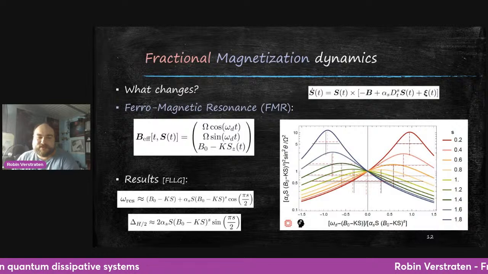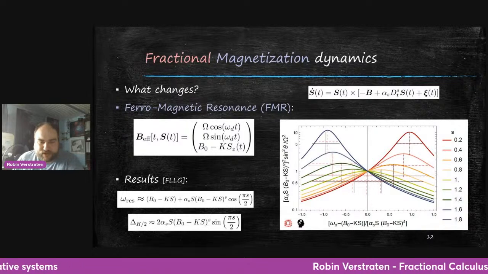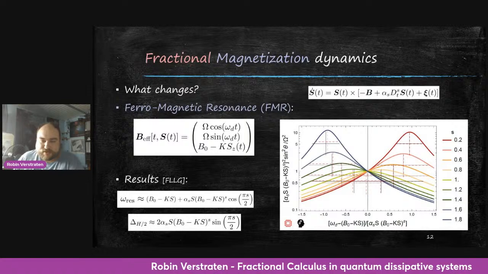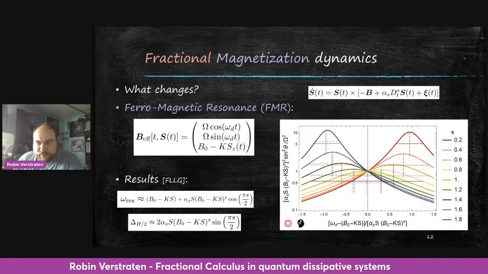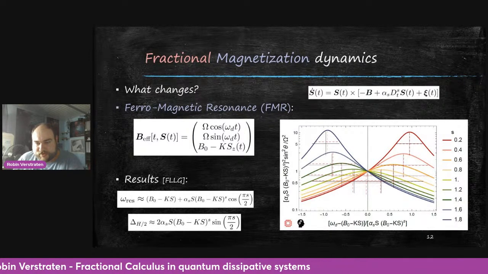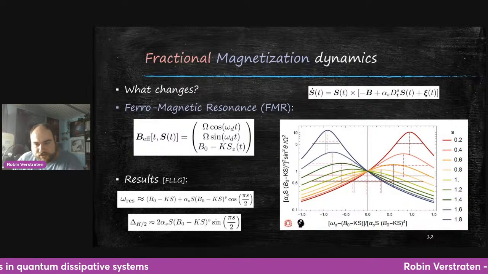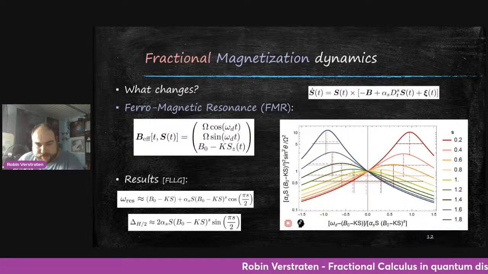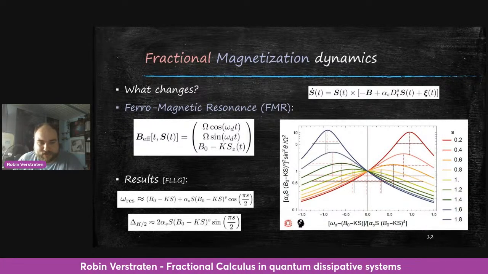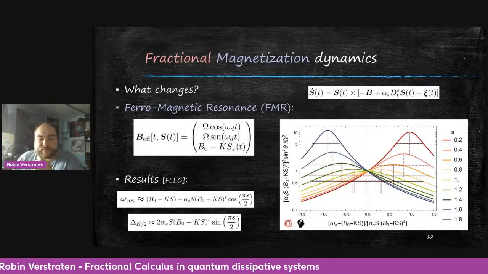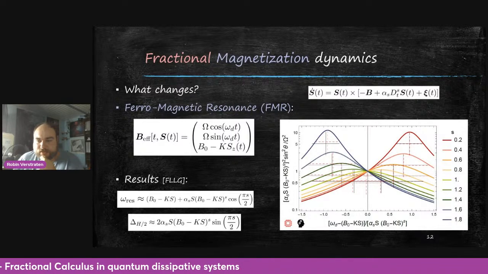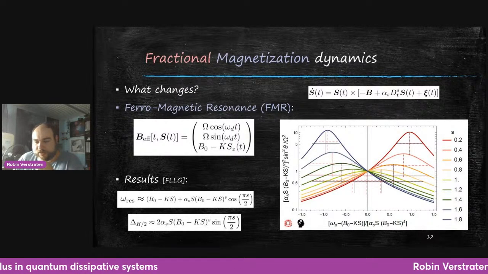And what we find is that the resonance frequency actually shifts according to the value of S. So you see here for subohmic S, you find that it shifts to the right, and for superohmic S, it shifts to the left. And in this plot here, you can see the numerical values in the red dashed lines, whereas we have our analytical approximations in the black lines, and you see they match up very well.